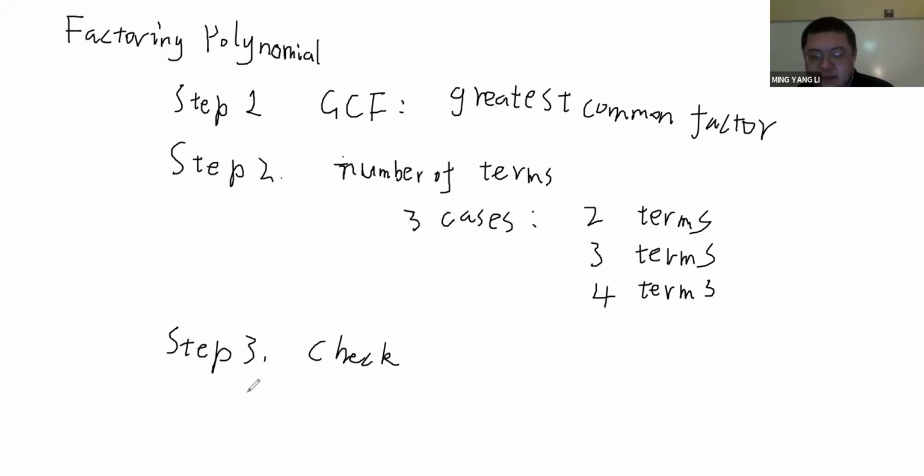Next, after you apply the corresponding method in step 2, factoring a 2 terms, 3 terms or 4 terms polynomial, step 3 is to check your answer. Here, what I mean by check is you have to check the new factors, those small polynomials, whether you can factor them again. So that's a general strategy. Now let's see how this strategy works by example.